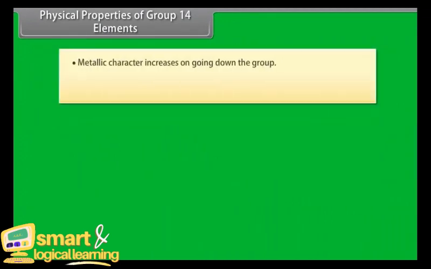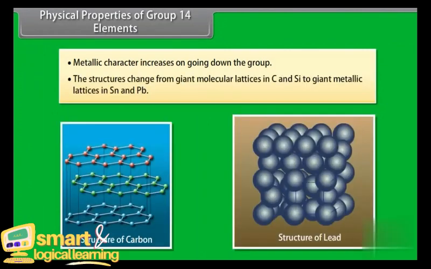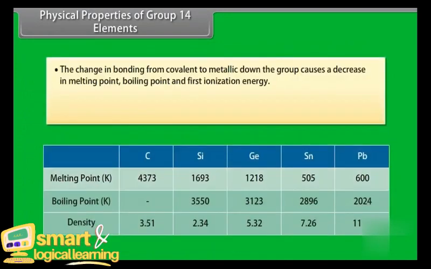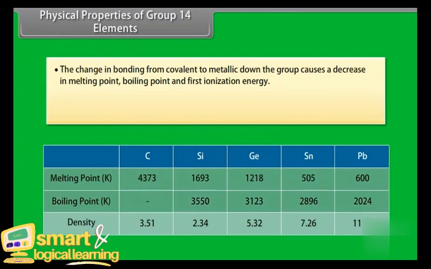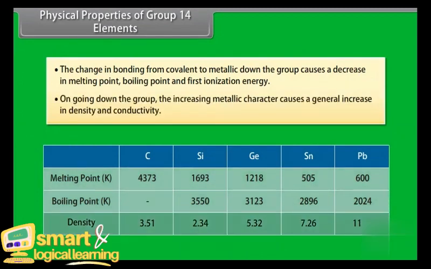Physical properties of group 14 elements. Metallic character increases on going down the group. The structures change from giant molecular lattices in carbon and silicon to giant metallic lattices in tin and lead. The change in bonding from covalent to metallic down the group causes a decrease in melting point, boiling point and first ionization energy. On going down the group, the increasing metallic character causes a general increase in density and conductivity.